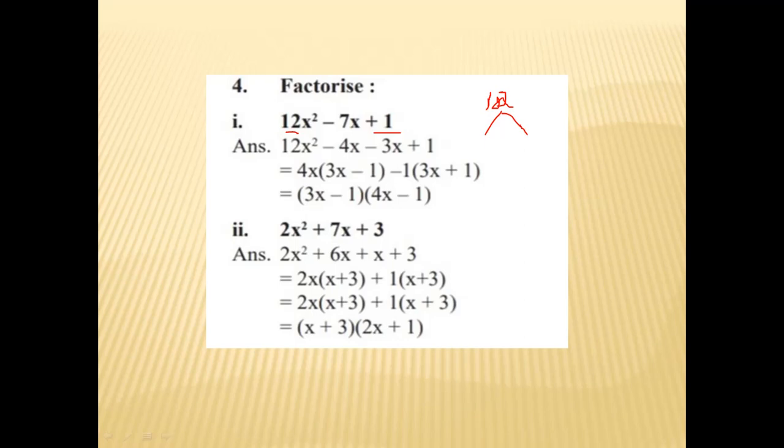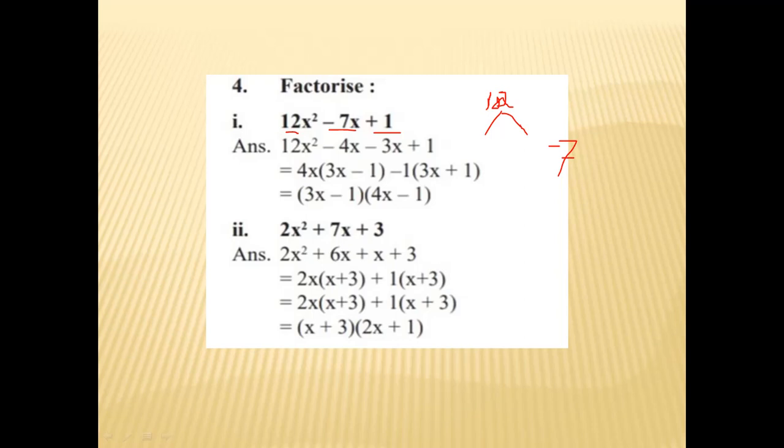In this case, we get the middle value minus 7. When we multiply, we get plus 12. When we add or subtract, we get minus 7. Therefore, the two factors are 3 and 4. 4 and 3, when we add these two, we get 7. 3 4s are 12 and 3 plus 4 is 7. But we get minus 7.